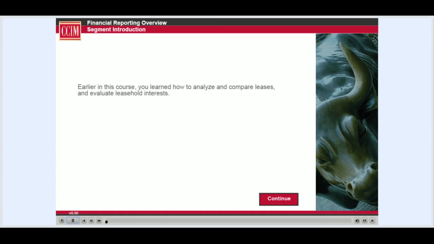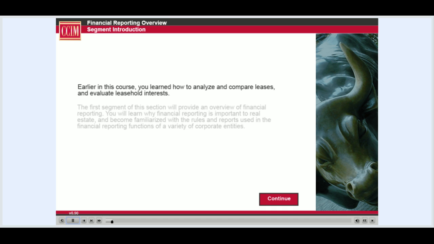Earlier in this course, you learned how to analyze and compare leases and evaluate leasehold interests. This first segment of this section will provide an overview of financial reporting. You will learn why financial reporting is important to real estate and become familiar with how some common real estate transactions can impact corporate entities and other users.